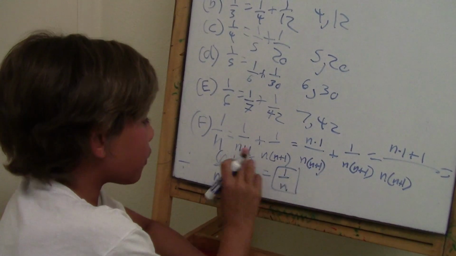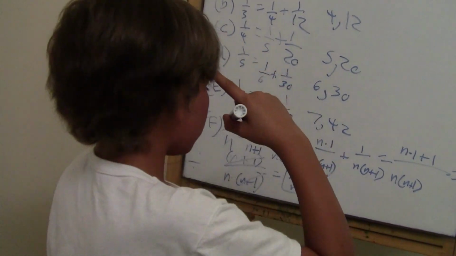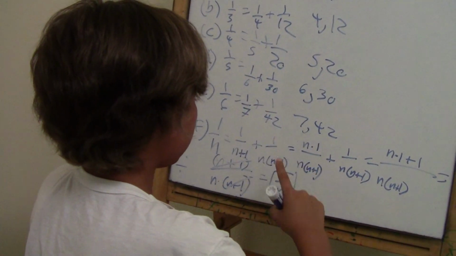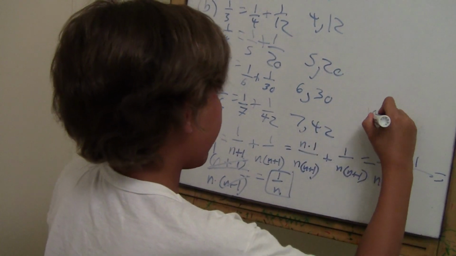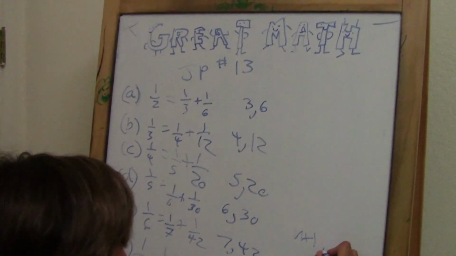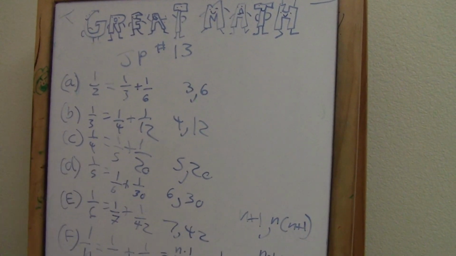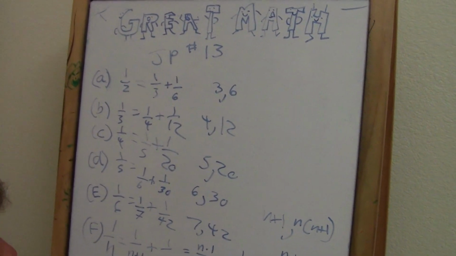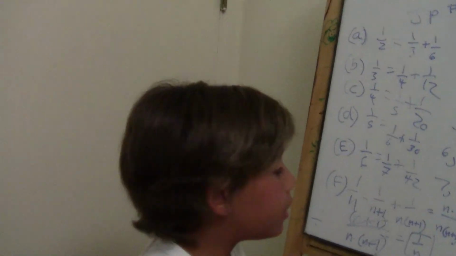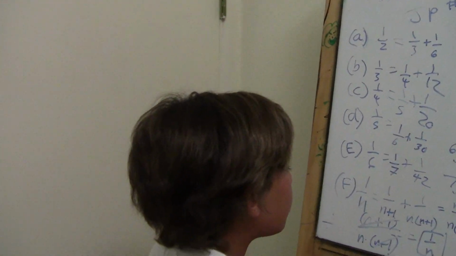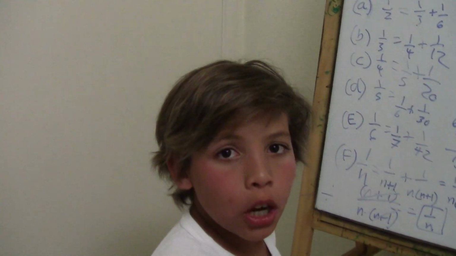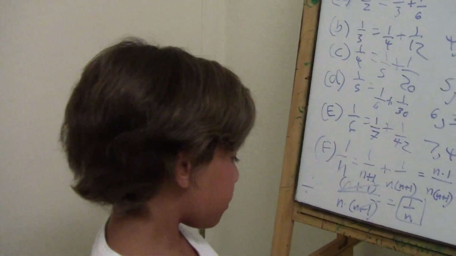So the sum of these two would work. That means it's n plus 1 and n times n plus 1. So these are the two positive integers that we needed, whose reciprocals sum to 1/n. So there we go. Voila!